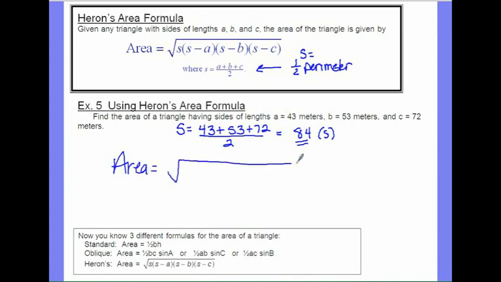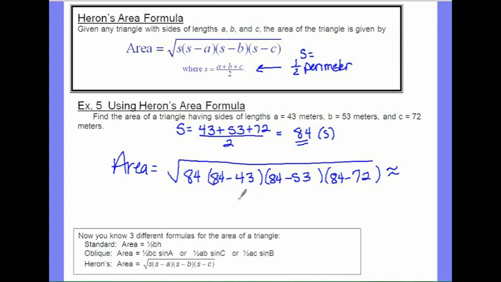So let's fill in our formula here. Area equals the big square root sign. In for our s is 84. And then in 3 sets of parentheses, I'm going to do 84 minus each of our sides. And our sides were 43, 53, and 72. And all I have to do is go through there and calculate that. And that's the area of my triangle. So the area of this particular triangle is approximately 1,131.89, and since that's meters, it's meters squared. And that is it. That is all for section 6.2, Law of Cosines.